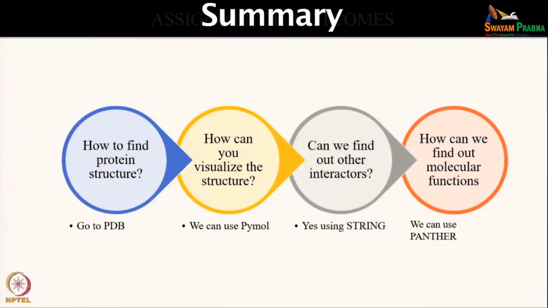Using the list of interacting proteins, we could also find out molecular functions and pathway details using a simple tool called PANTHER. Thus, we could learn a lot of important features of a particular protein using simple bioinformatic tools like PyMol, STRING, PDB, and PANTHER. Thank you.